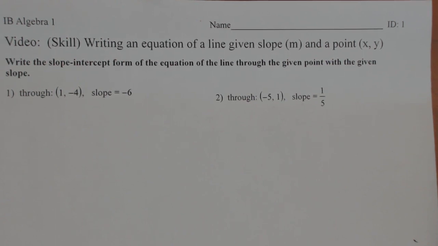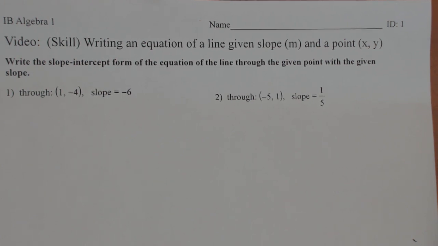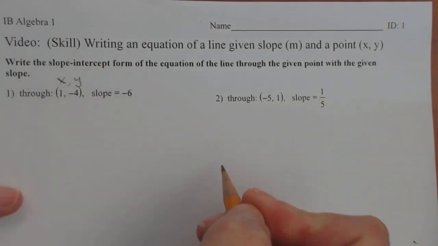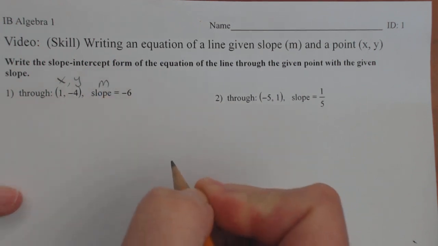Okay, here we go. So we need to write the slope-intercept form of the equation of the line through the given point with the given slope. The first one, through the point 1, -4 with a slope of -6. So here's where I would like you to label everything. The first label is the point x comma y, and the second is the slope, which is m.